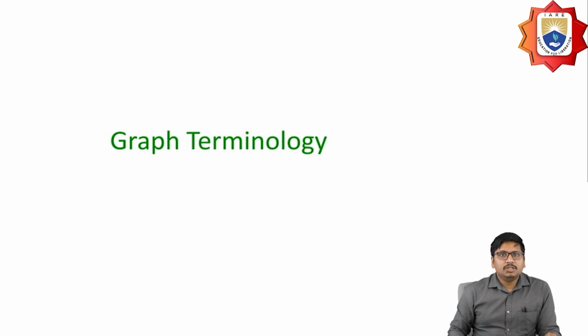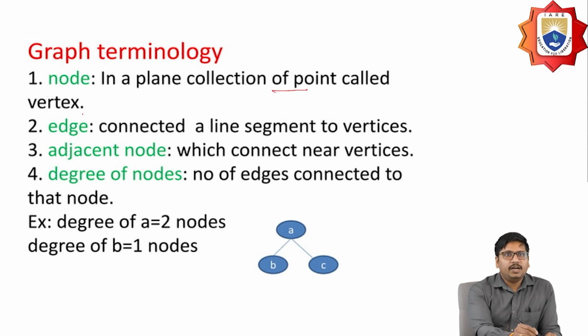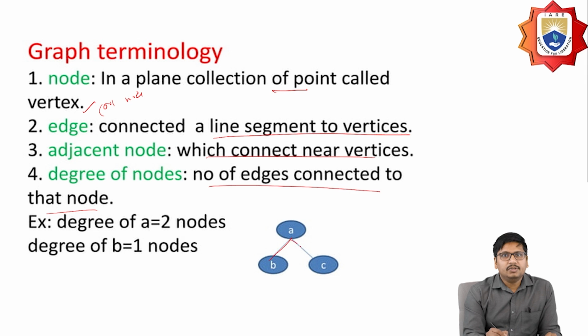So when it comes to graph terminology, we are going to see some of the basic terms, like node. A node is nothing but a point, called a vertex here, or I can call it a node. And an edge is nothing but a line segment that connects the vertices. An adjacent node is one that connects to the nearby vertices. And the degree of a node means the number of edges connecting to that node. So the degree of A equals 2. Why? Because there are two edges connected with this vertex, so the degree should be 2 here. Similarly, what is the degree for B? That should be 1, so one edge is connected. Here also one edge is connected. So the degree of B and C should be 1.